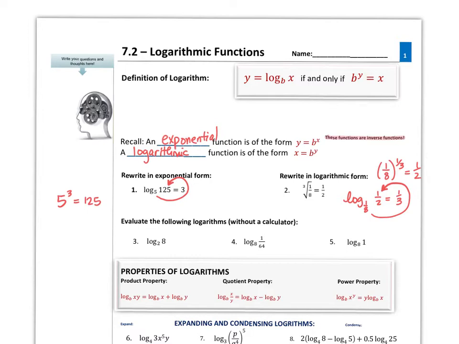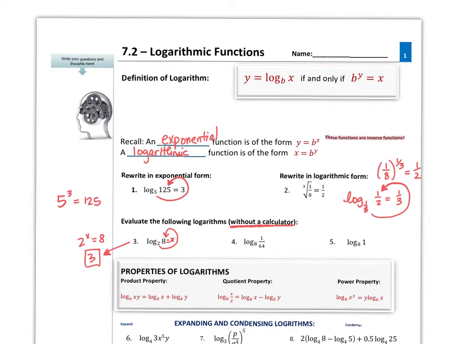Now evaluate the logarithms without a calculator. When it tells you that, it means you can do it without a calculator. So the easiest way to do it is probably write it in exponential form. So log base 2 of 8, I'm going to put equals x out here so we can solve for it. So this would be 2 to the x power is equal to 8. Well, that's the third power, right? Because isn't 2 to the third power equal to 8? So the answer to that one is 3.